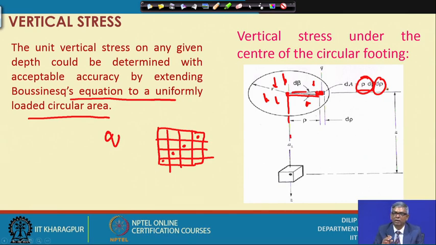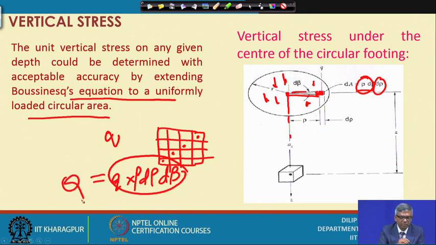Now, this small area has an intensity q, as it is a uniformly loaded footing. So, you multiply by q into rho d rho d beta, and that becomes capital Q. First I have the small area multiplied by intensity, that becomes your Q. Instead of Q I can say this is dQ, a point load.